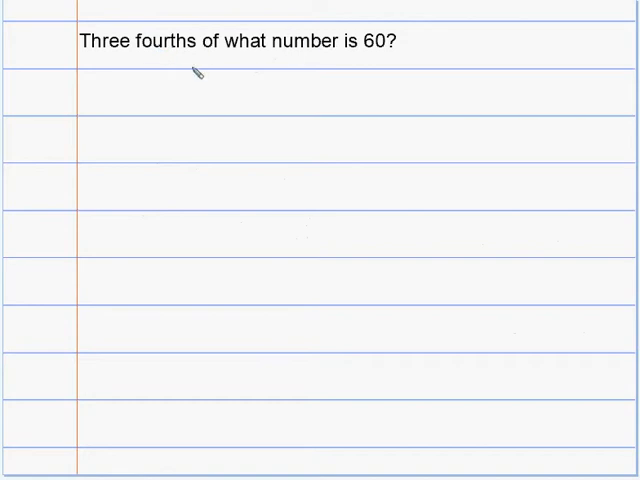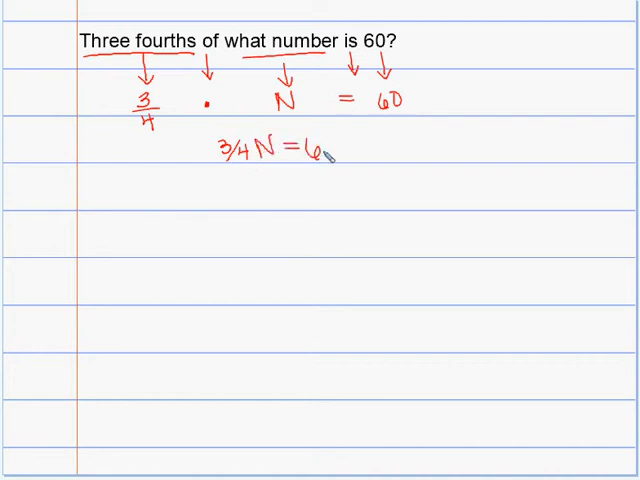3/4 of what number is 60? So again, we're going to translate what we read. 3/4 of what number? This is just a number, so I'm going to use n, is 60. So it's 3/4 n equals 60.